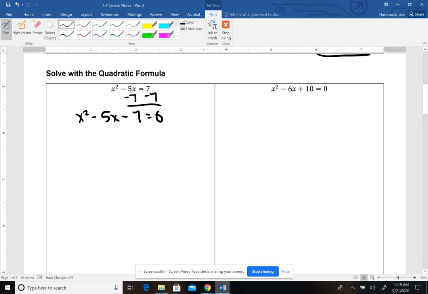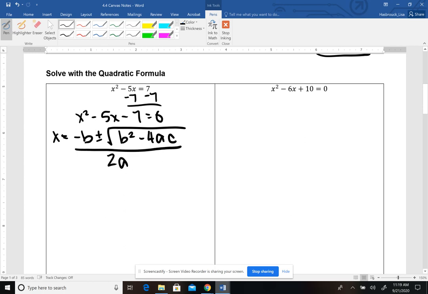This is not factorable, so I use quadratic formula, which is x equals negative b plus or minus the square root of b squared minus 4 times a times c all over 2a. You may recall learning this in Algebra 1. Remember that a is the coefficient of x squared, b is the coefficient of x, and c is that last constant. So for this problem, our a is 1, our b is negative 5, and our c is negative 7.